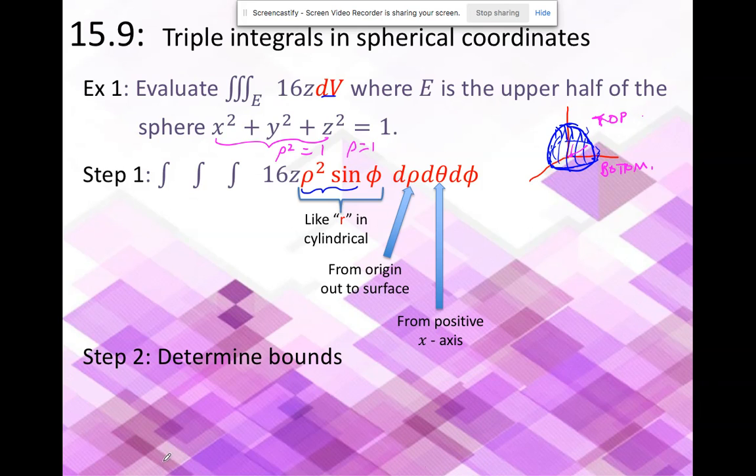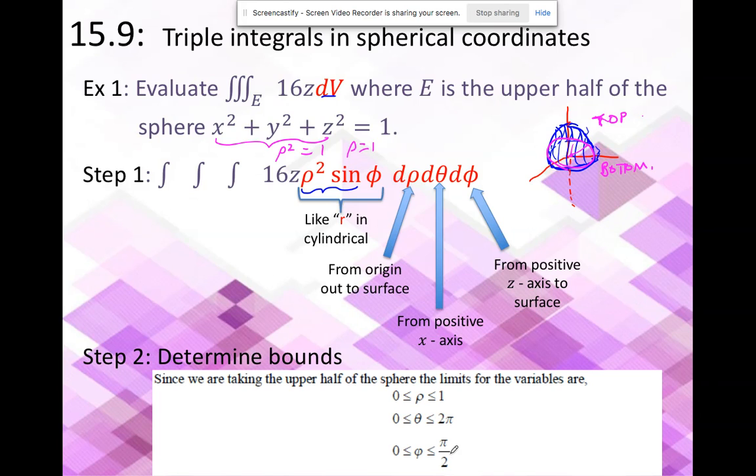Then I need to think about how I'm rotating to get the whole hemisphere from the positive x-axis. And then d phi from the positive z-axis. Remember, phi goes from 0 to pi, all the way down here. Do I need, I'm not underneath there. So what is my phi going to be? That's just going to go from 0 to pi over 2, right?